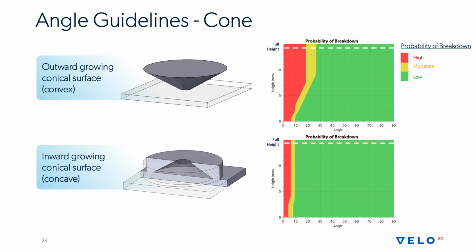And so the rules here are quite a bit different and apply much differently. So you can print a cone as large as you want, full height, or the full build volume as large as you can fit, down to 10 degrees without any issue in general.